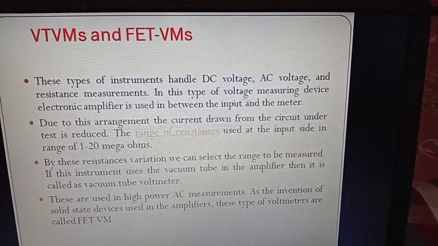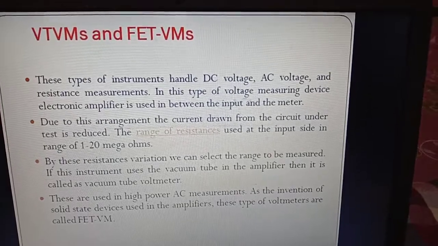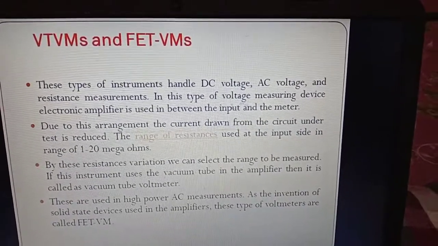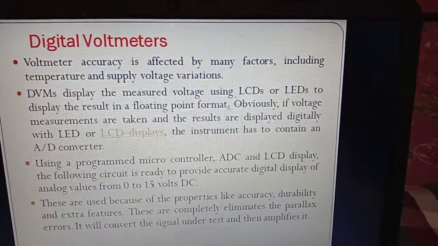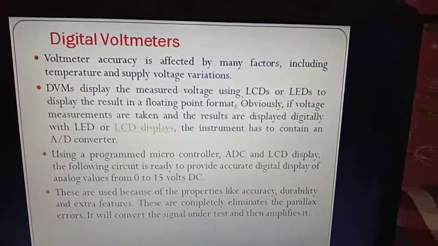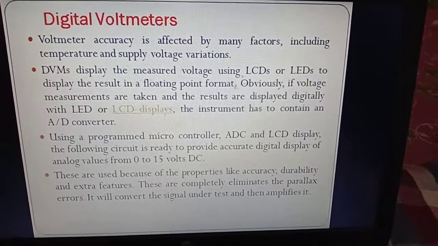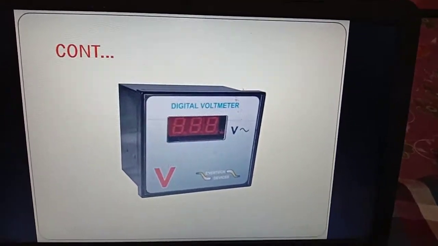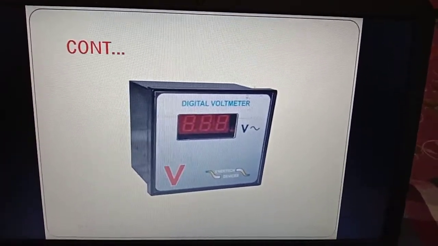And this vacuum tube based voltmeter was used in olden days, and FET based voltmeter is used in modern days. And digital voltmeters are used in our laboratory, which are calibrated using LCD and LED displays. And these are the advantages of voltmeters and various types of voltmeters.